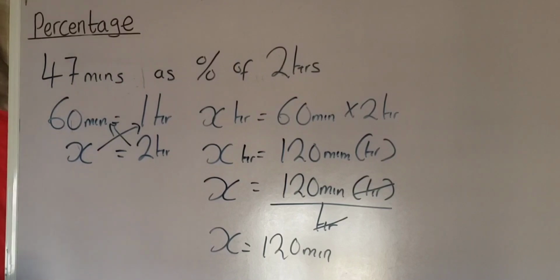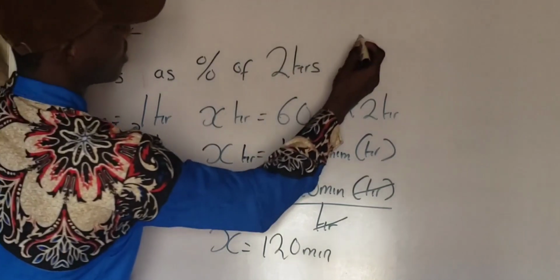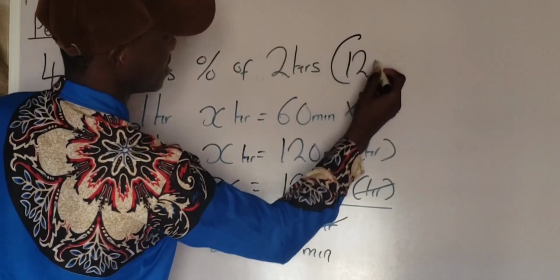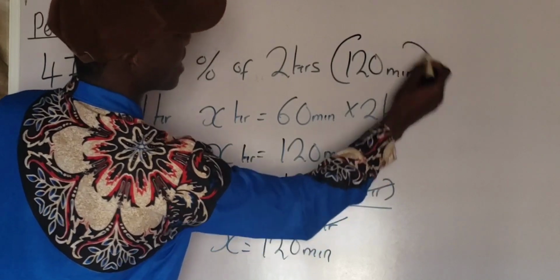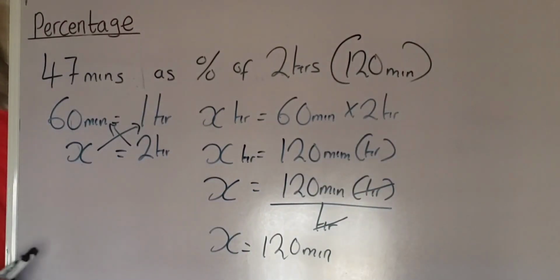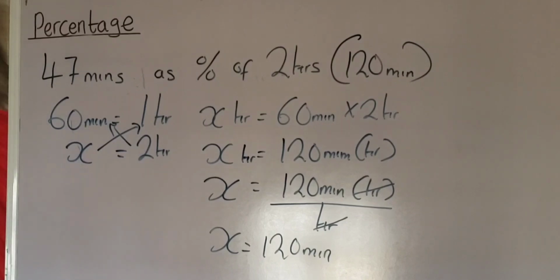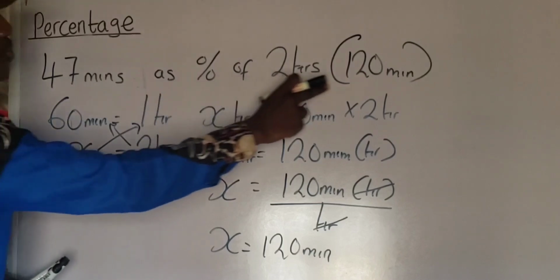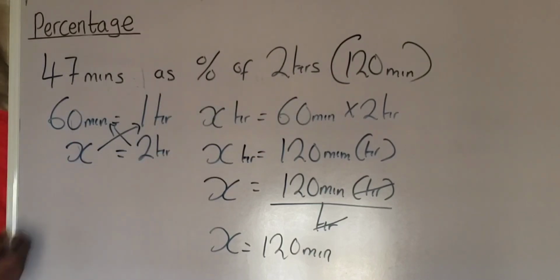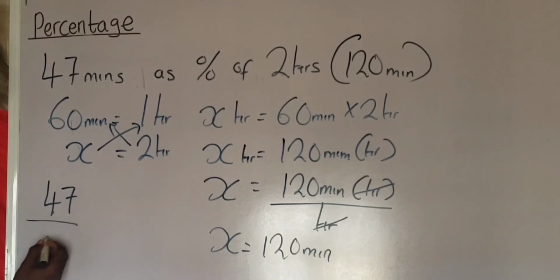Now, 2 hours, let me put it in bracket, is 120 minutes. Now we can express this quantity as a percentage of each other because we've converted the 2 hours to 120 minutes. Now, I want you to pay attention because we are expressing 47 minutes as a percentage of 120 minutes. We are going to go like this. 47, don't forget what is meant by percentage. Percentage means multiplying by 100, okay? So we are going to take the fraction of this, 47 all over 120.